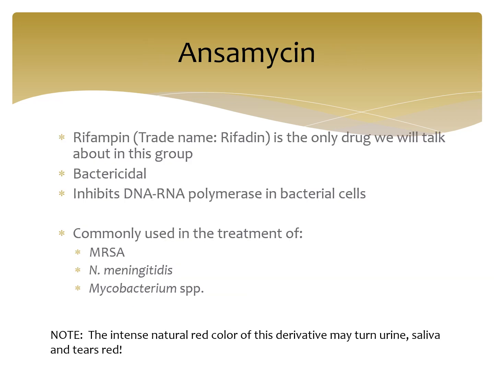There's only one ansamycin drug that I'm going to talk about today, and that's rifampin. This is the only drug we're going to talk about in this group, and it is bactericidal. It inhibits DNA-dependent RNA polymerase in bacterial cells and is commonly used in the treatment of MRSA, Neisseria meningitidis, and Mycobacterium. Mycobacterium, of course, is the genus for Mycobacterium tuberculosis.